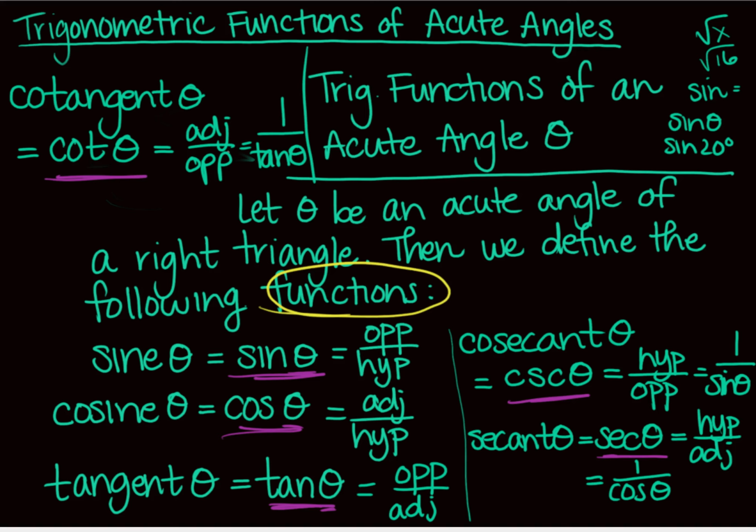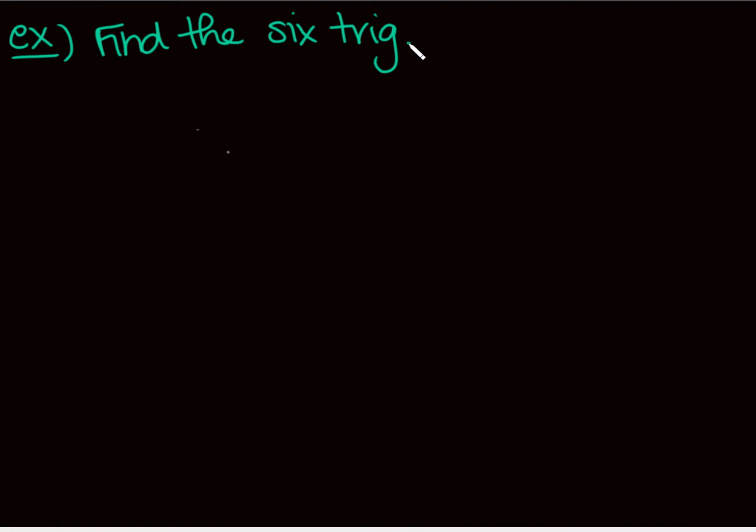So let's go to some examples. A quick example: find the 6 trigonometric values. Okay, I'm lazy, I'm just going to put trig. So find the 6 trig values of alpha and of beta given the triangle below.